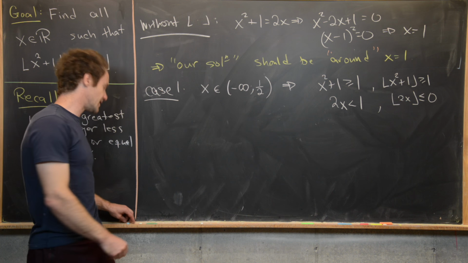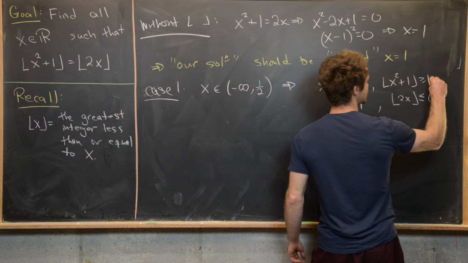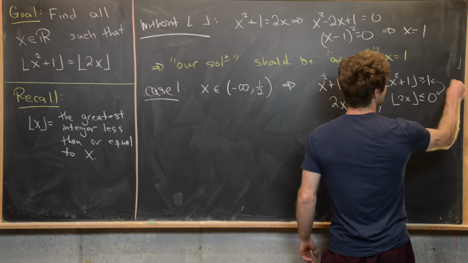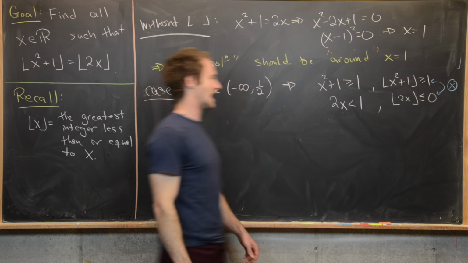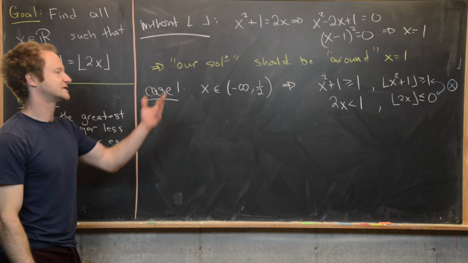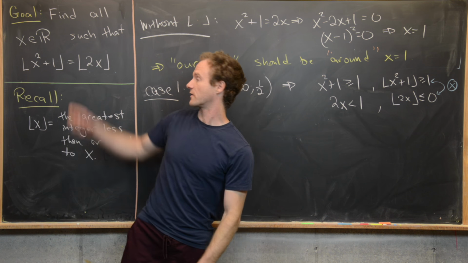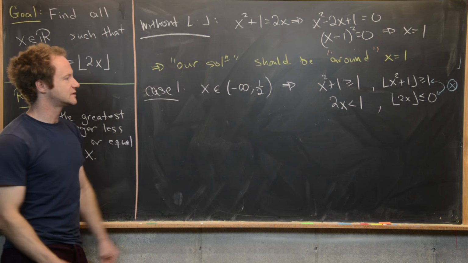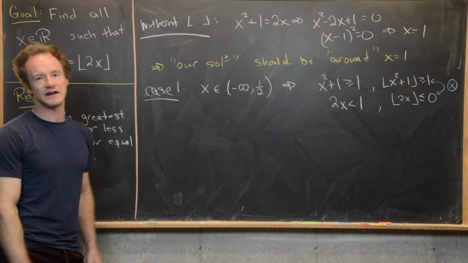But now what we want to notice is that these two conditions are incompatible. So it's impossible to have equality there. And that's what we need. We would need equality there for that to work out. So we've got no solutions in this interval minus infinity to half.